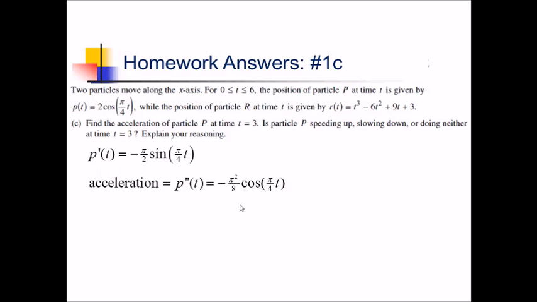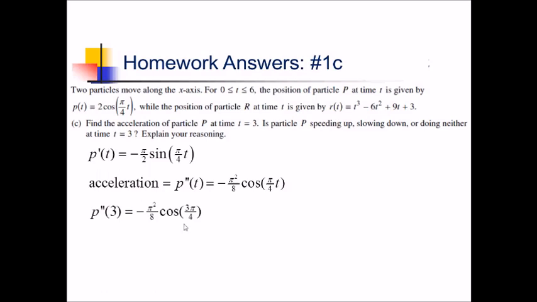We want to find now if it's speeding up or slowing down at time 3. So we're going to have to plug 3 into the acceleration and also the velocity, and then compare the signs of those things to see if they match or disagree. So let's do the acceleration first. They actually wanted the acceleration at time 3, so let's plug 3 into this mess. This is negative pi squared over 8 times the cosine of 3 pi over 4.